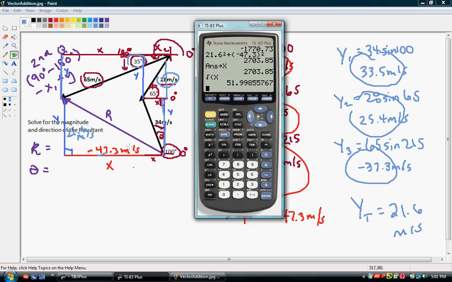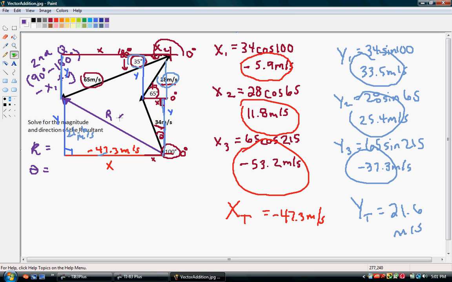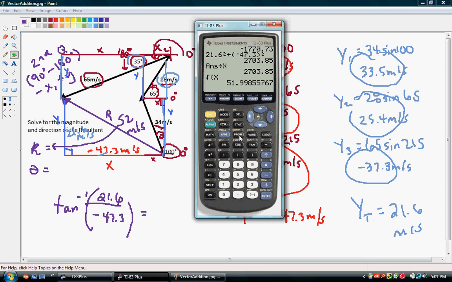And we get 52. So we know we have a resulting velocity of 52 meters per second. Now to find the direction, we would do the inverse tangent of our y over our x, with y being 21.6 and x being negative 47.3. Remember to include your negative components, and we get negative 24.5.